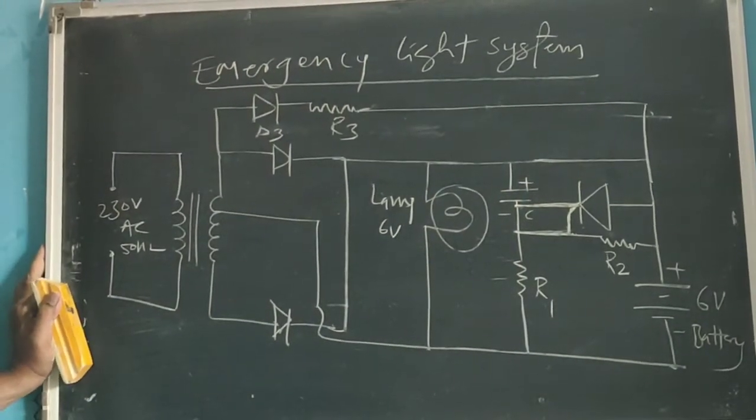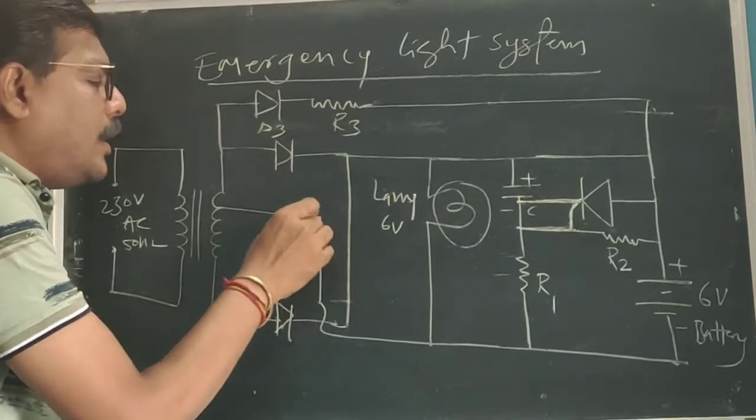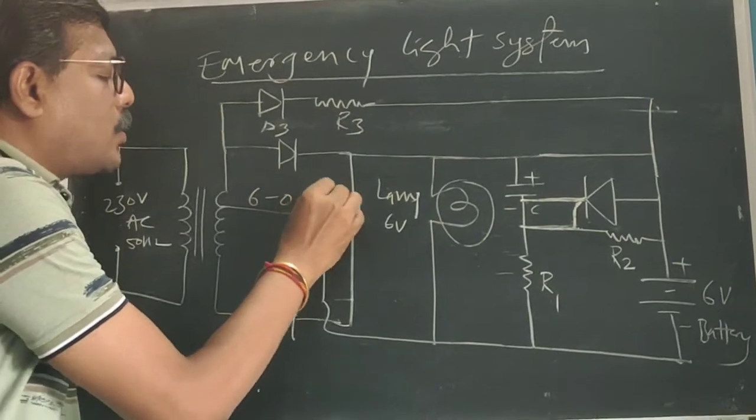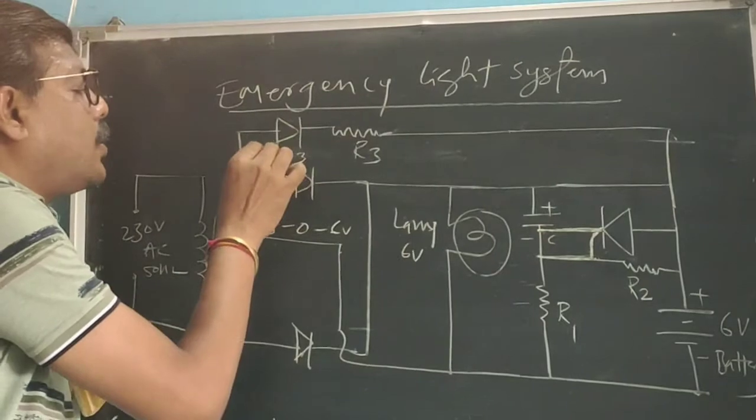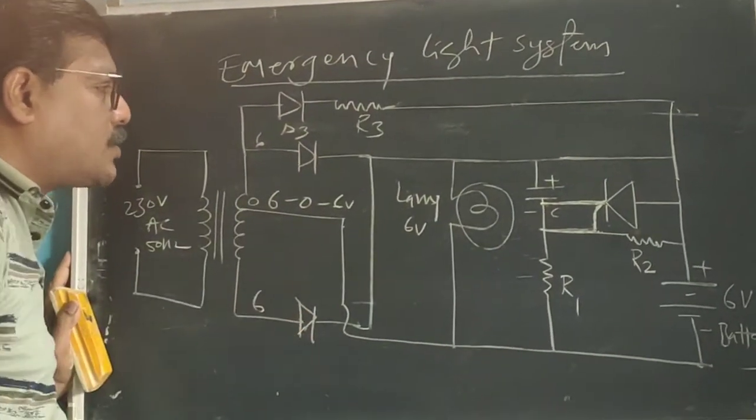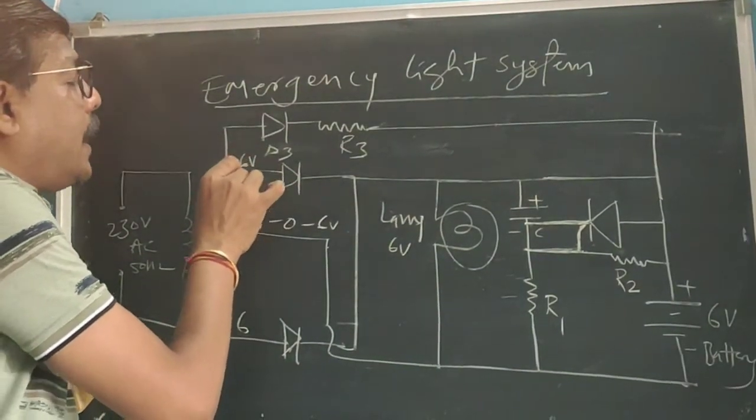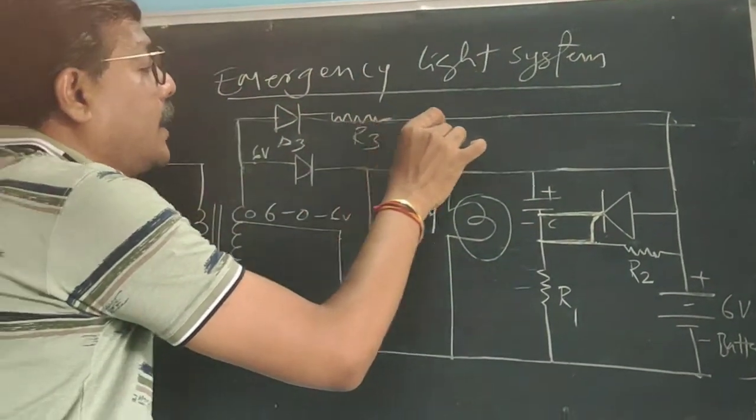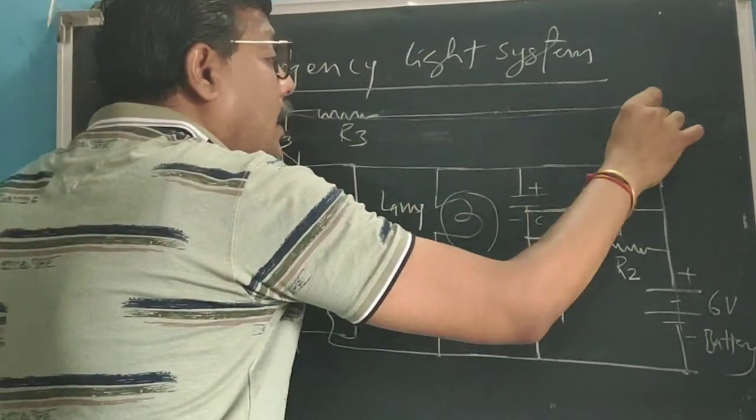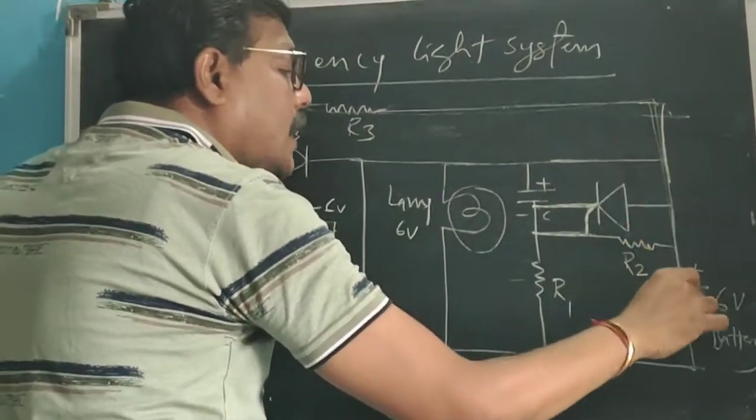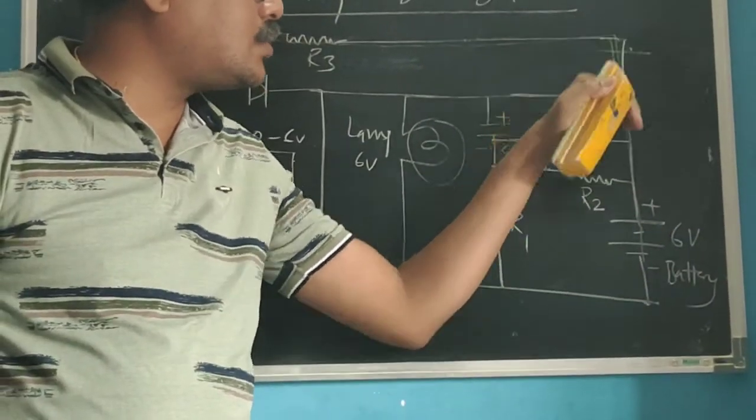Now what happens in this circuit? This 230 volt is stepped down to 6 volt AC. It means here the 6 volt is present, here 0, and then here 6 volt is present. So this is 6 volt pulsating AC, and this 6 volt pulsating AC is passed to diode D3 and R3, and given to the battery. So due to this pulsating AC, the battery is charged. It is going to charge to the value of 6 volt. So the maximum rating of the battery is 6 volt. It is charged to 6 volt.